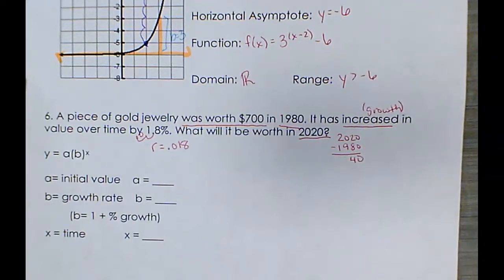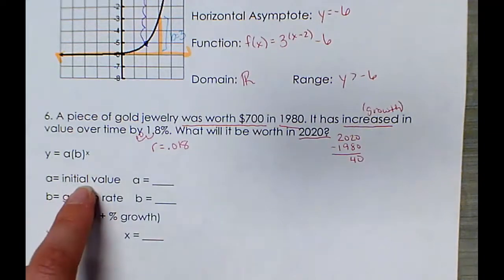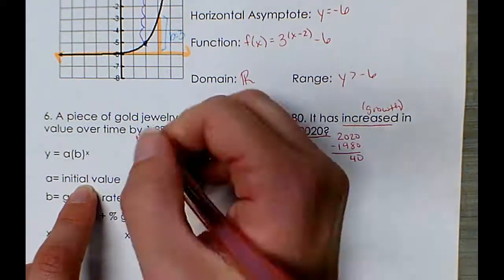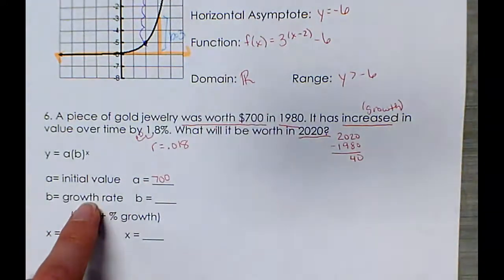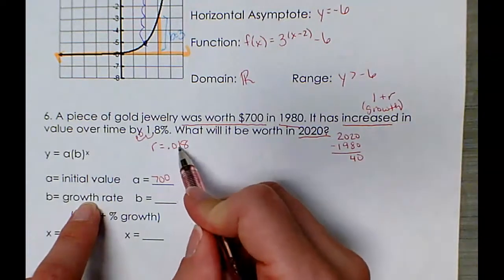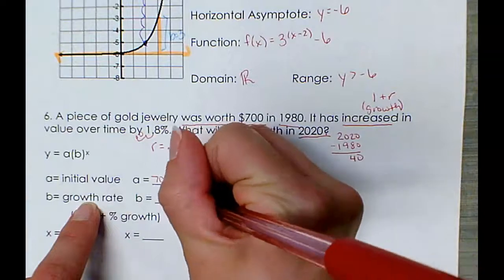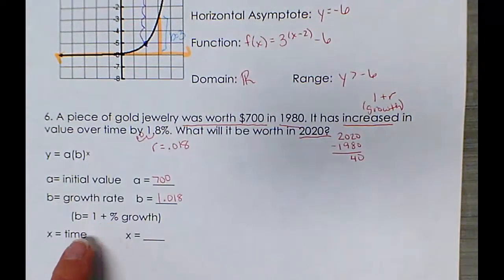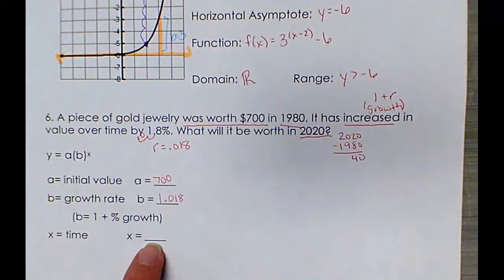So I want to go ahead and create my equation. My initial value of the piece of gold jewelry was $700. My growth rate is 1 plus r, so 1 plus 0.018. So that's 1.018. See? x is time, and the time is over 40 years. So if we were to graph this, we might be able to pick out some key features. But for right now, we're going to end here and use this as a review of writing the applications of exponential growth problems.